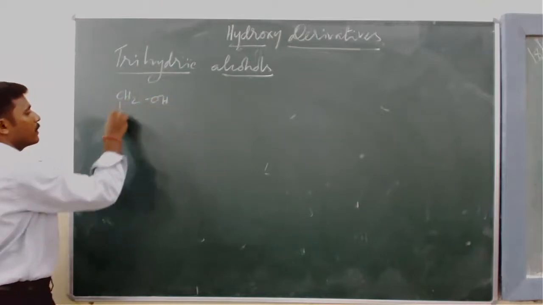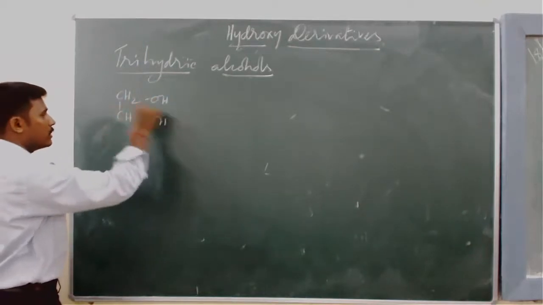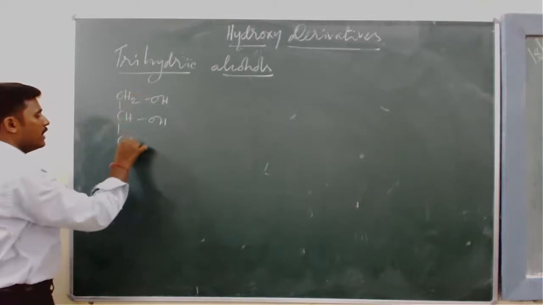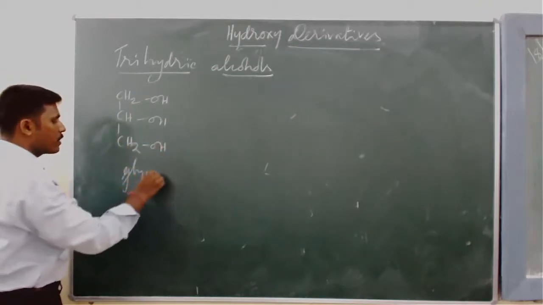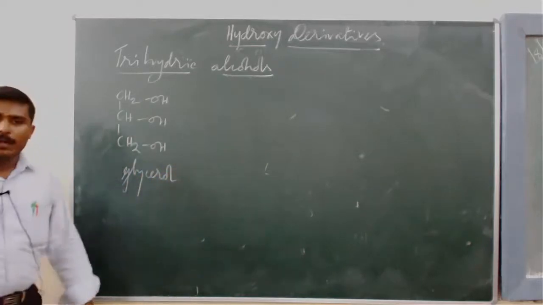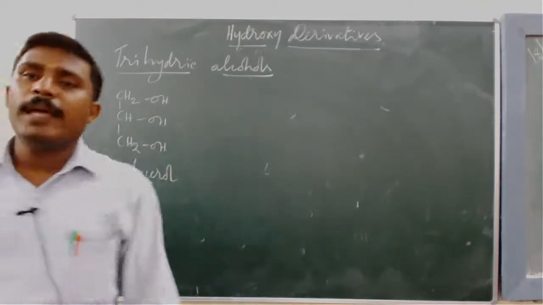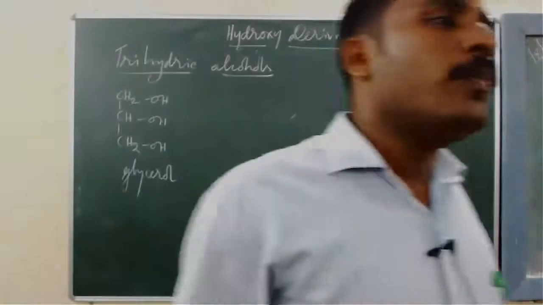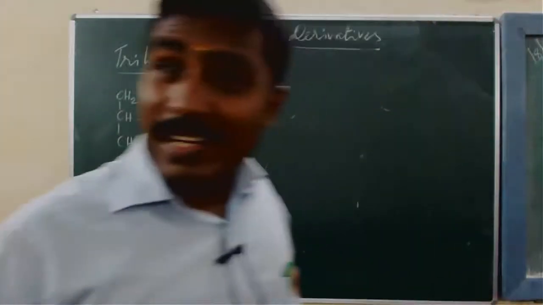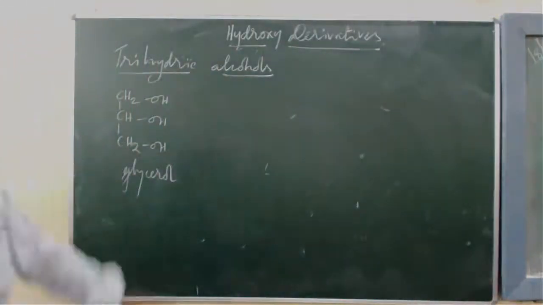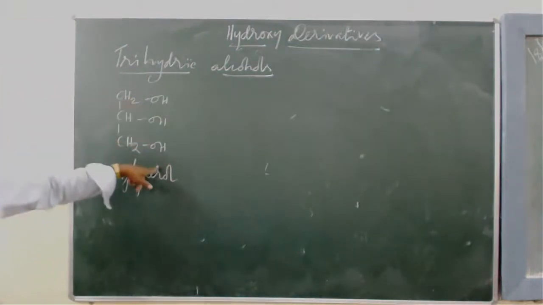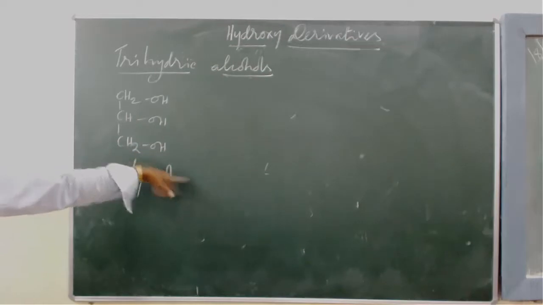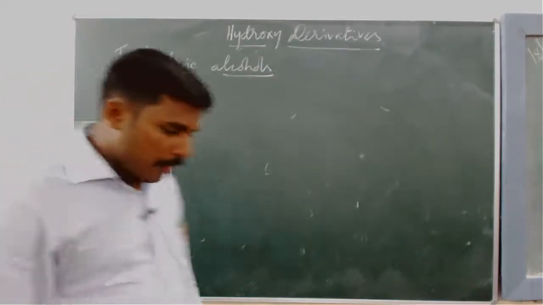Okay. So example, CH2OH, CHOH, CH2OH, namely glycerol. IUPAC name: 1,2,3 propane triol. 1,2,3 propane triol. Clear? Okay. Now this is one more question.